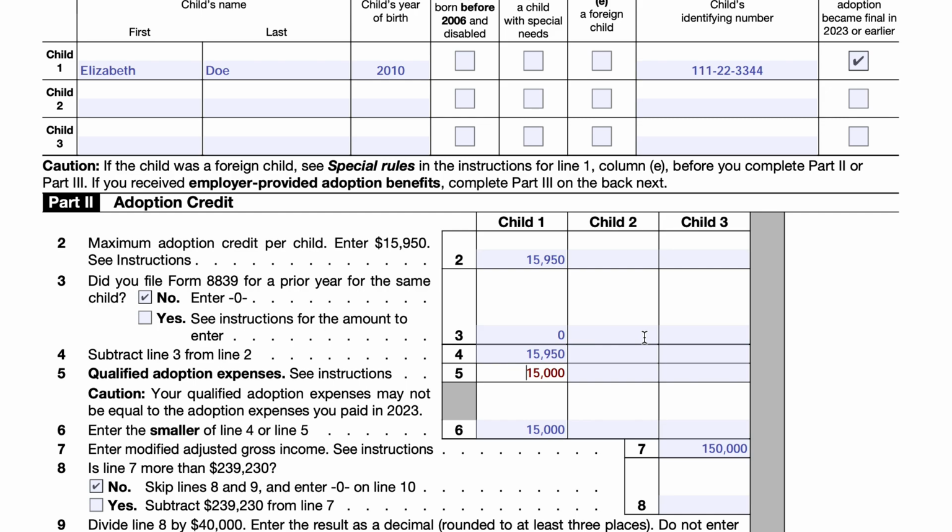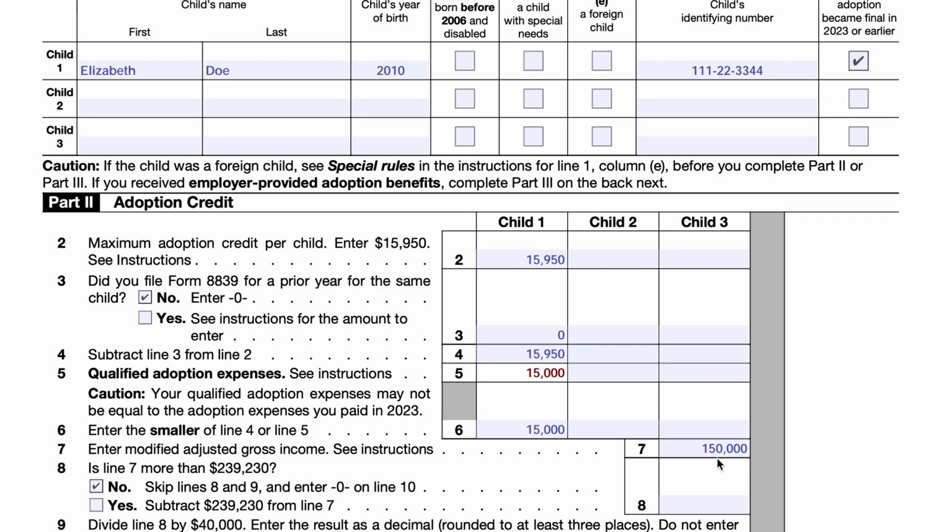So, the $15,000 tax credit reduces your tax bill by $15,000. The $15,000 exclusion for someone in the 24% tax bracket would reduce their tax bill by $3,600. So now that we've determined that we're going to take the credit for this, we enter the smaller of either the $15,000 or the max exclusion, so that's $15,000. For the purpose of this, John's modified gross income is $150,000.